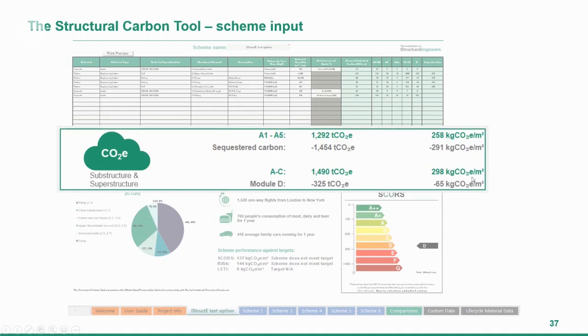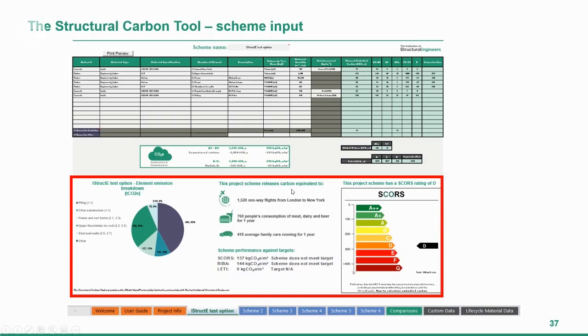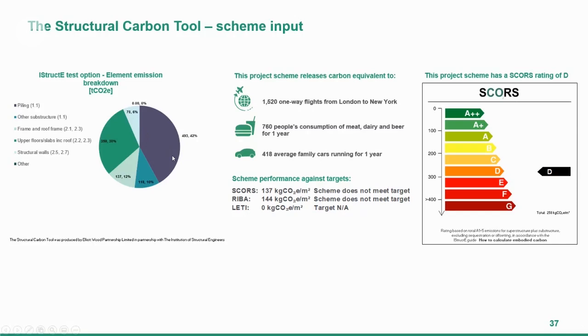And then we are also reporting kilograms of carbon per square meter based on the area that the user has entered into the tool. The bottom half of the page provides summary charts and information for this particular scheme. These charts can be copied and pasted into reports or emails or presentations as you like. The pie chart on the left indicates the proportion of embodied carbon by structural element type. This allows you to really hone in on areas of the structure that may need to be refined. The central section provides tangible metrics to describe what X tons of carbon means in real terms. This is really invaluable when speaking with clients.